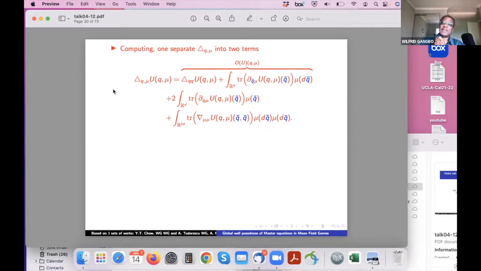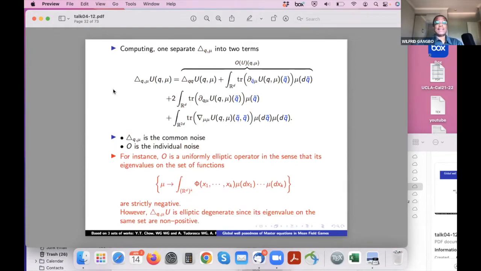So when you write the Wasserstein Laplacian, inside it, the individual noise operator appears. For instance, when you look at what I call O, the individual noise operator, you look at its restriction to a particular class of functions. You search for the eigenvalues of this operator. You can show that the eigenvalues are strictly negative. However, if you look at the eigenvalues of the whole thing, the eigenvalues are non-positive, but they can be 0.